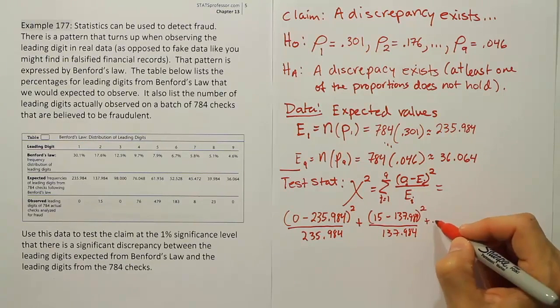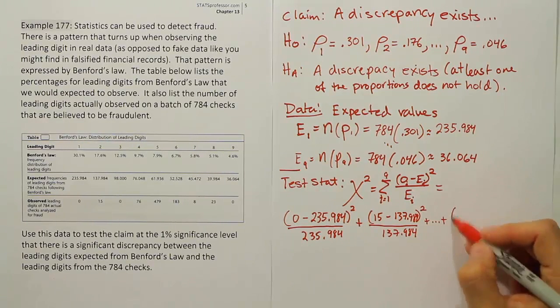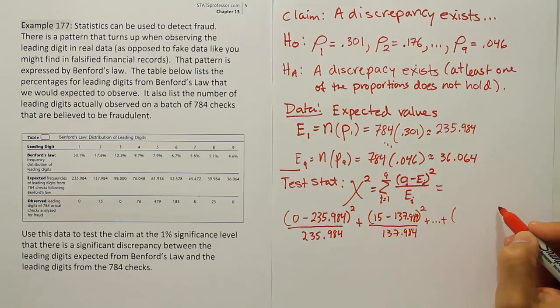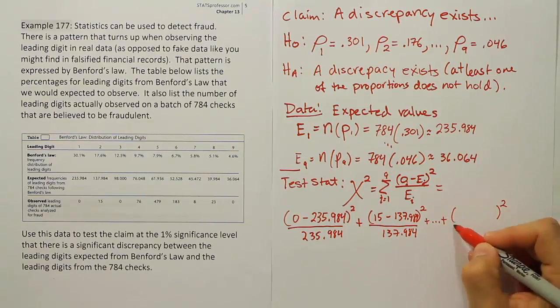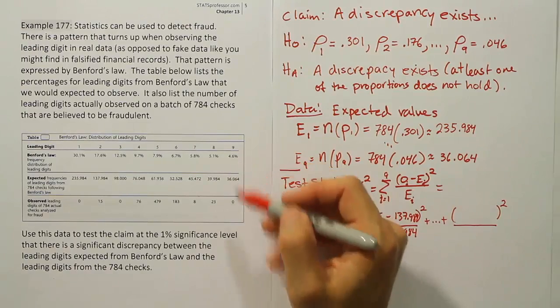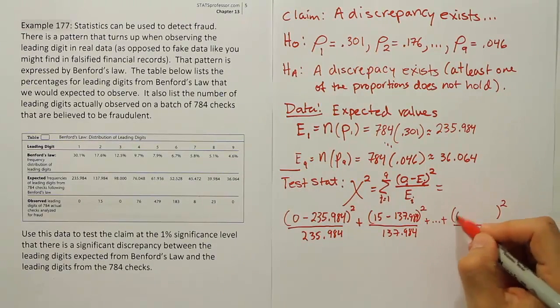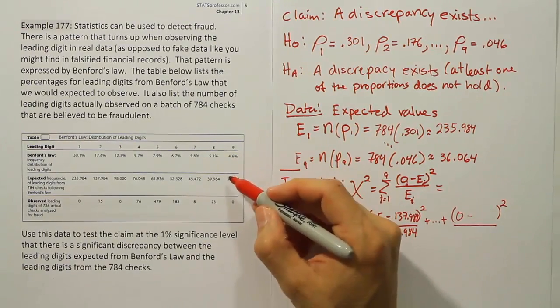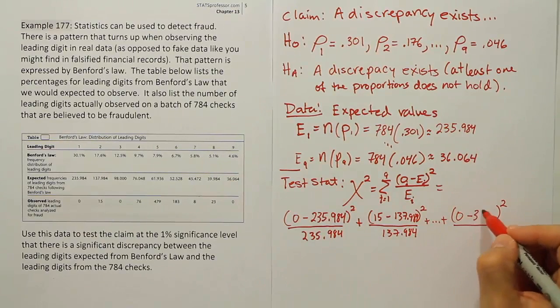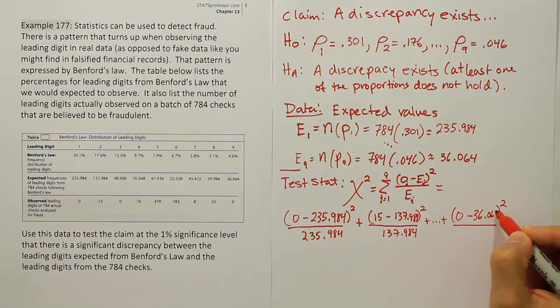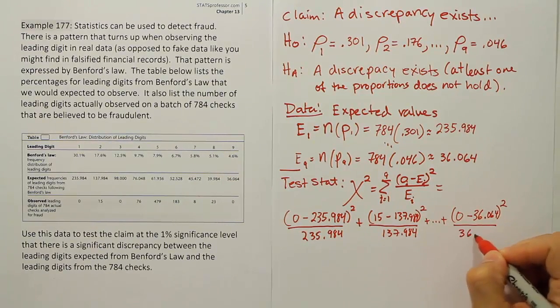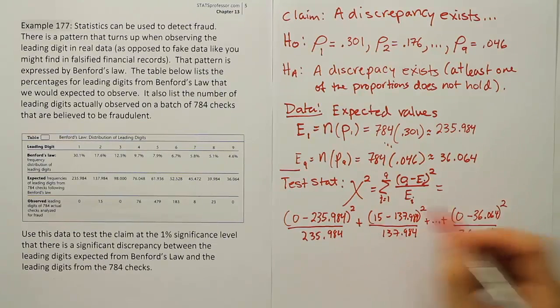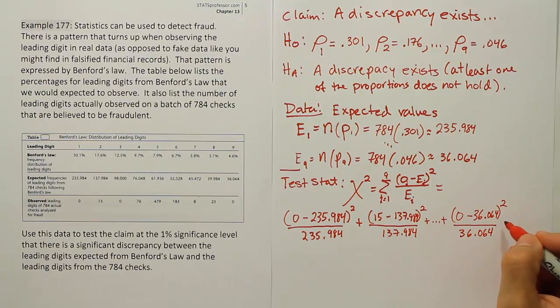And then we'll keep going, right? All the way down to the very last one. And the very last one here is going to be for the 9th digit, right? And for the 9th digit, we'll have an observed value of 0 minus the expected value of 36.064, divided by 36.064. So after working all of this out, you're going to end up with a solution.